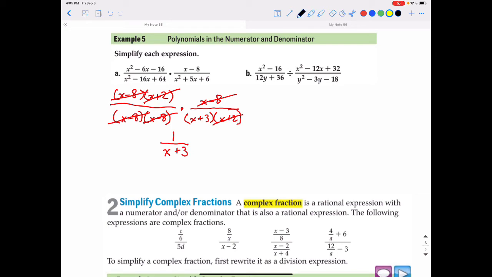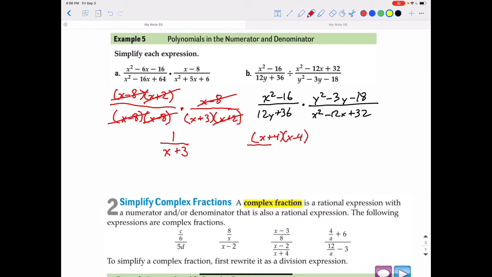For part B, I'm going to keep, change, flip because it's division, so it's x squared minus 16 over 12y plus 36 times y squared minus 3y minus 18 over x squared minus 12x plus 32. And then start factoring. So for x squared minus 16, that's x plus 4, x minus 4.